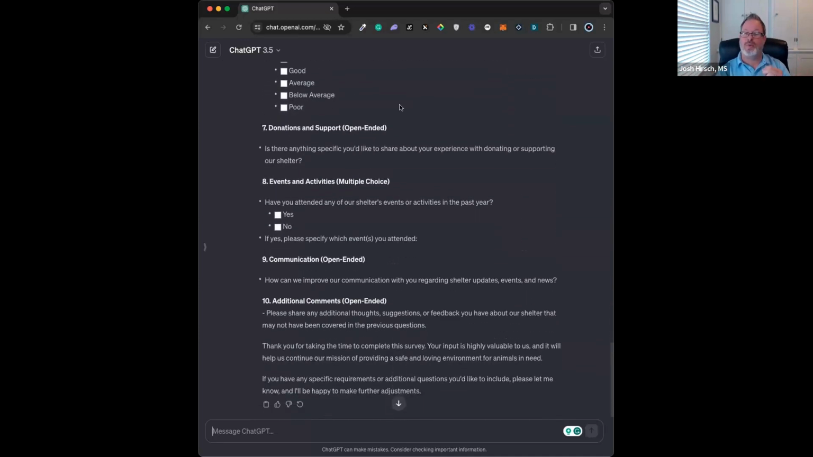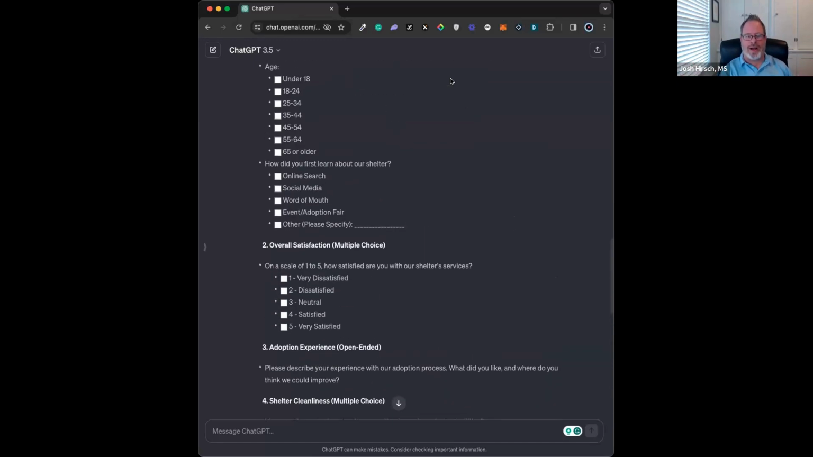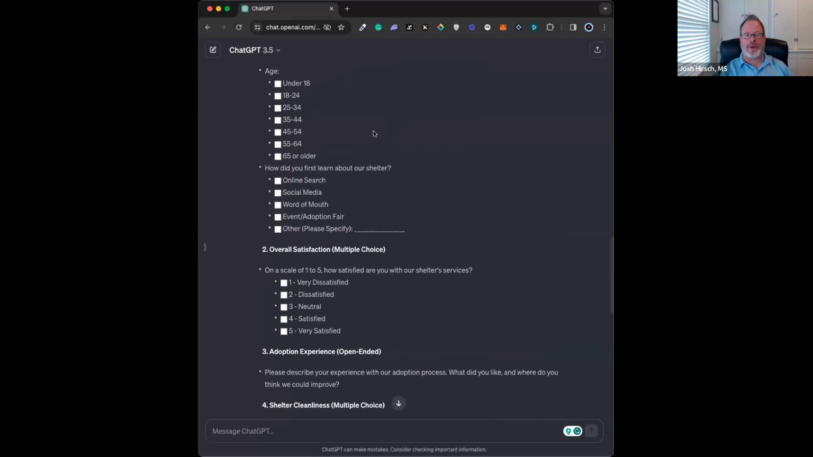Donations and support. So now we've moved on from programmatic. Now we're moving on to fundraising. Is there anything specific you'd like to share about your experience with donating or supporting our shelter? I like that because we can learn from that. Let's say you are someone in the 25 to 34 category, and you don't get any mail at home because no one gets mail anymore. It's a very rare thing.